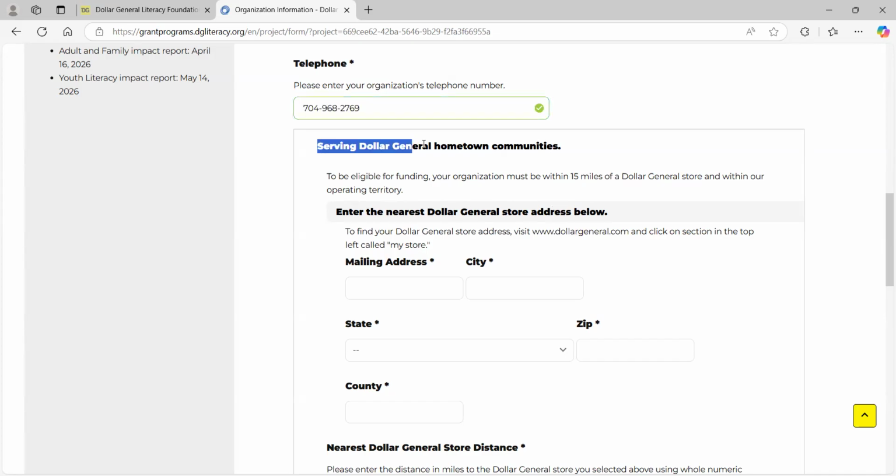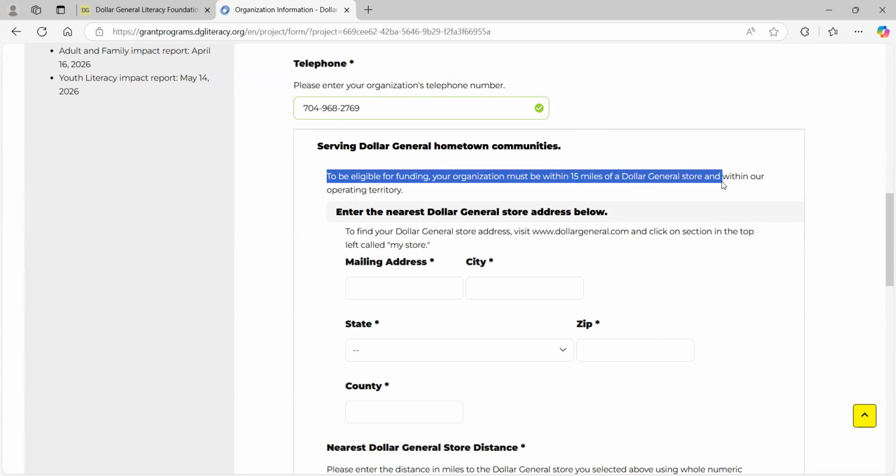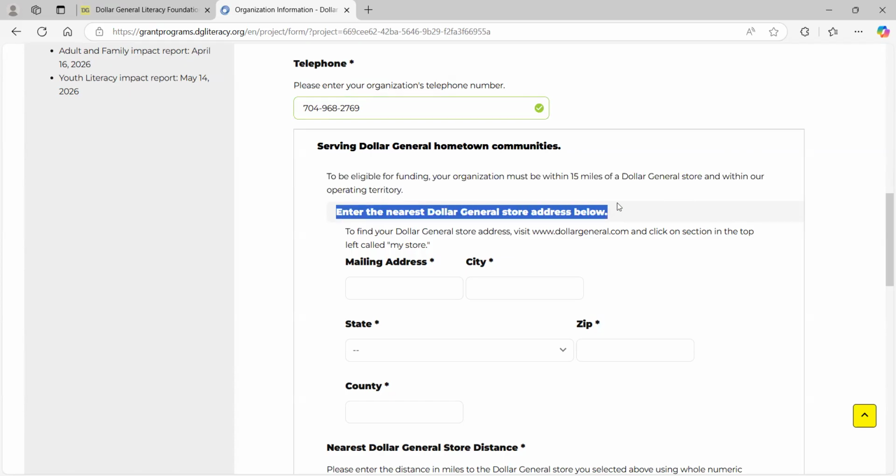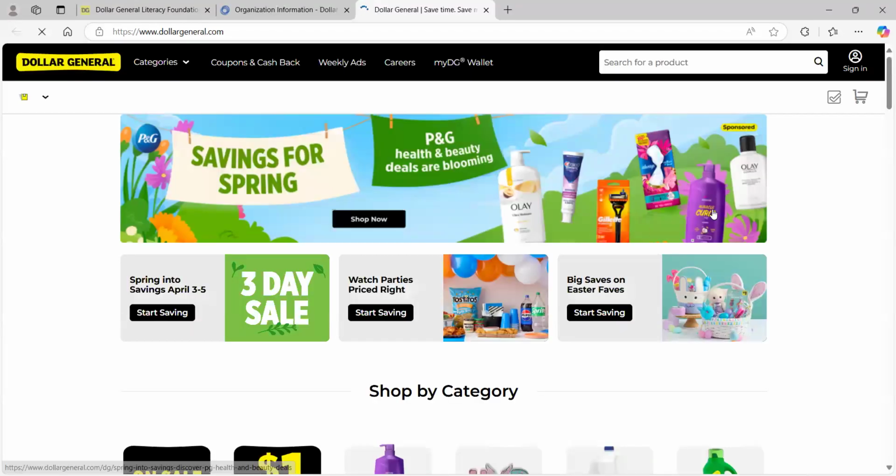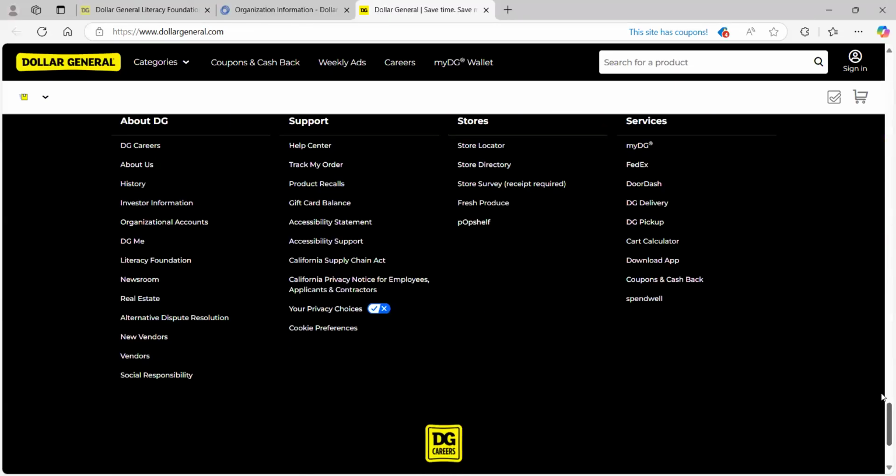So I need to enter the nearest Dollar General store because the foundation is serving Dollar General hometown communities. To be eligible for funding, your organization must be within 15 miles of a Dollar General store and within our operating territory. Enter the nearest Dollar General store address below. I need to find that. I don't know where a Dollar General store is. I don't know the address. I know it's in walking distance, but I don't know the actual address. So let me find it here.